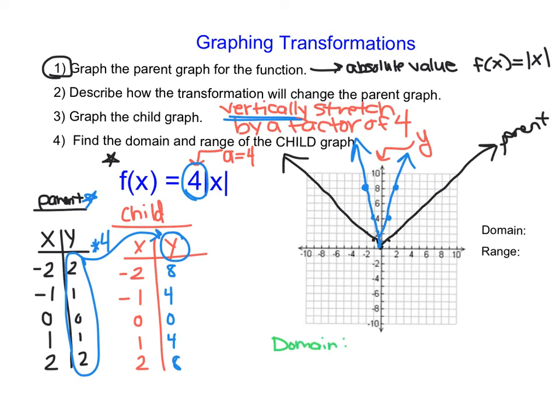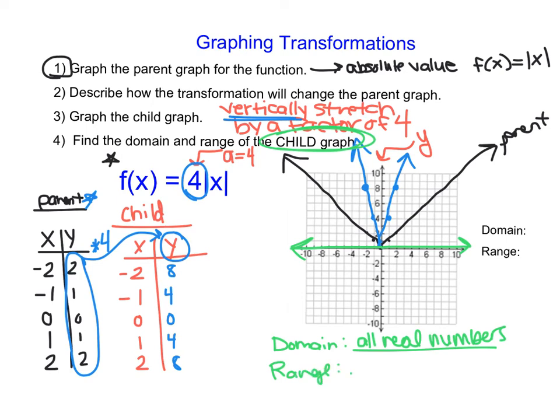So the domain of my graph, if I'm looking at all of its x values, I notice it goes forever to the right and forever to the left. So my domain for my graph in blue only, I'm just looking at the child graph, is all real numbers. And then if I look at my range for my blue graph, which is my child graph, I notice that I need all of the y values that start at 0 and go up. So my range is y is greater than or equal to 0.